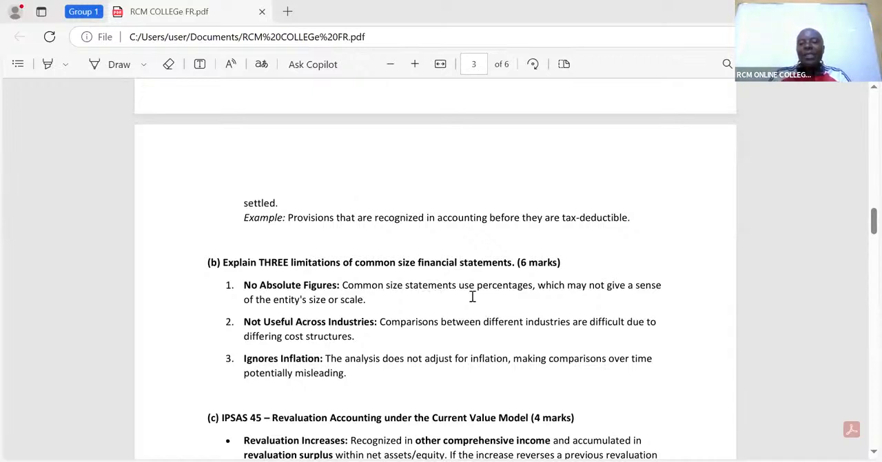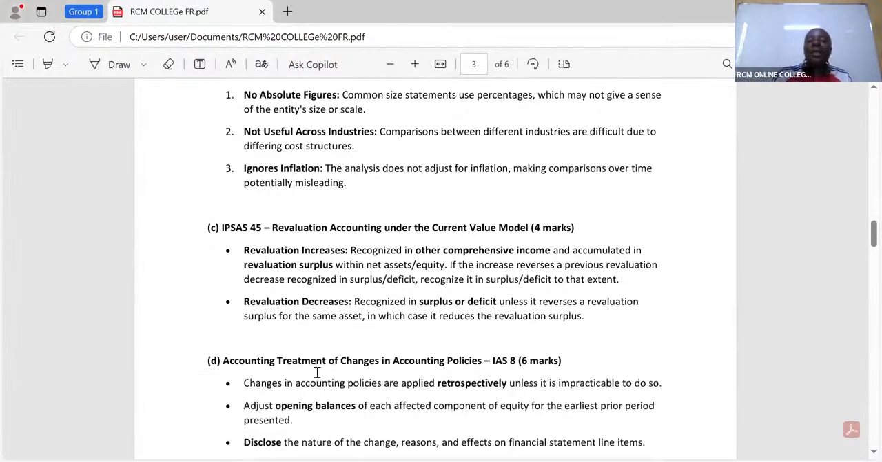Common size statements use percentages, which may not give a sense of the entity size or scale. You can't even compare this across industries. Comparisons between different industries are difficult due to differing cost structures. And then, of course, they ignore inflation because you are not putting in the amounts. The analysis does not adjust for inflation, making comparisons over time potentially misleading. Ladies and gentlemen, that one I know you can easily cram and use it.